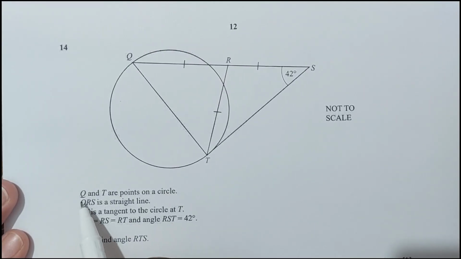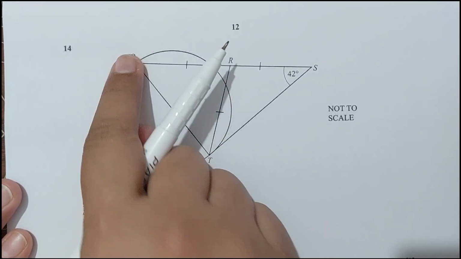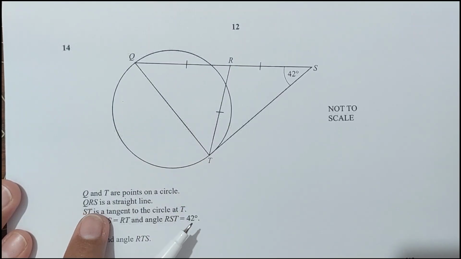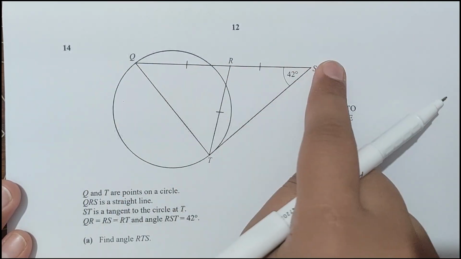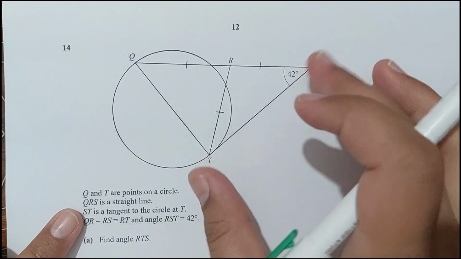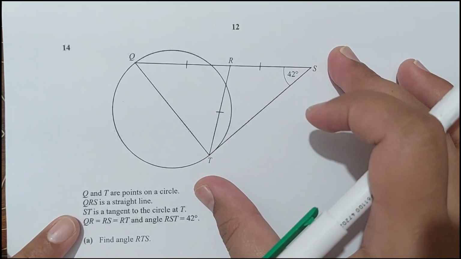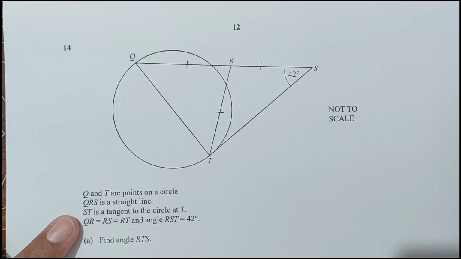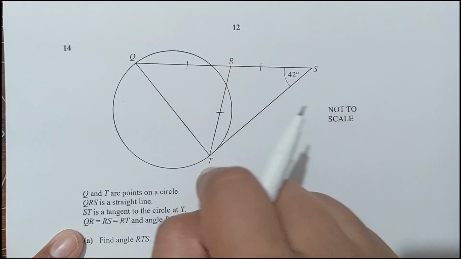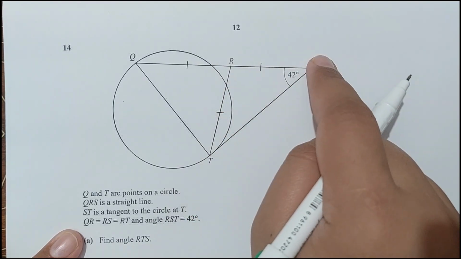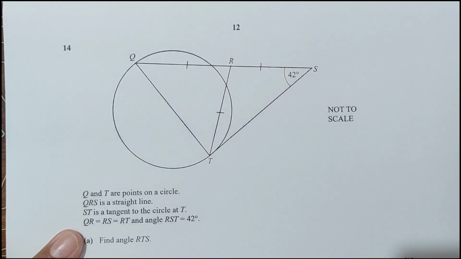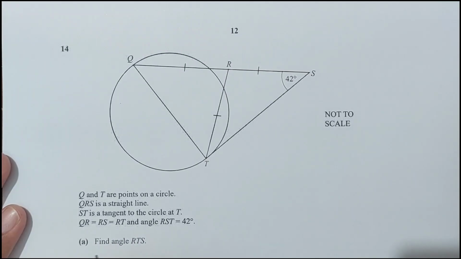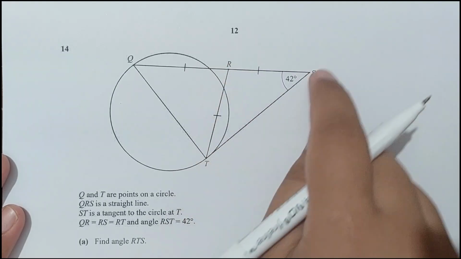Question number 14. Q and T are the points on a circle. This is Q and this is T. Q, R, and S is a straight line. ST is tangent to the circle at T. QR, RS, and RT are equal, and this angle is 42. Part A, find the angle RTS, this angle.